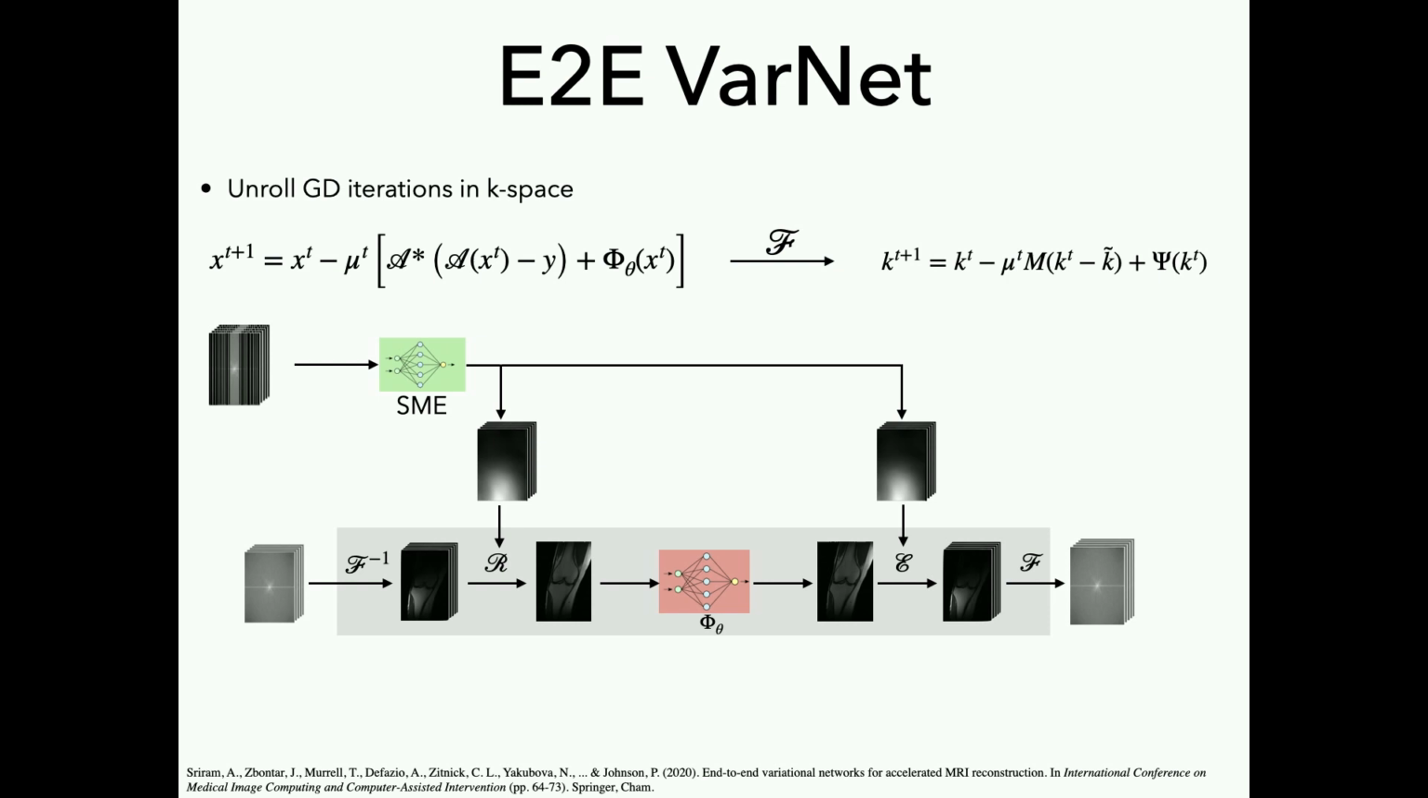And so what we thought when we came into this, we have other problems that we care about. I'll tell you briefly about them. But we thought, okay, what kind of network should we be using here? Again, one of the popular networks at the beginning, at least in these E2E VarNets, is to use a UNet, right? But we thought, okay, can we do better with modern architectures?